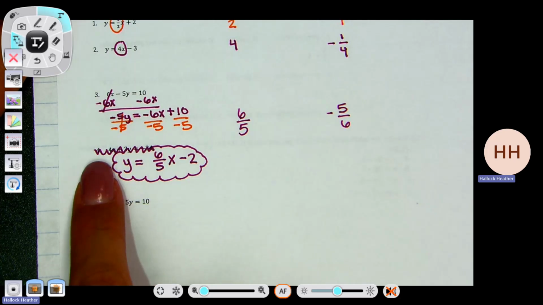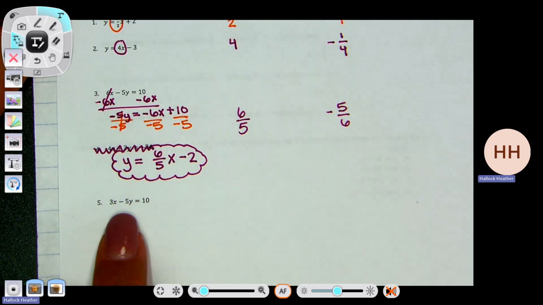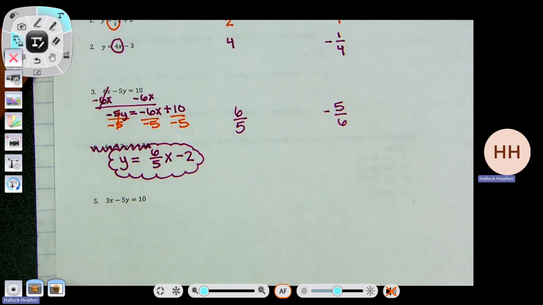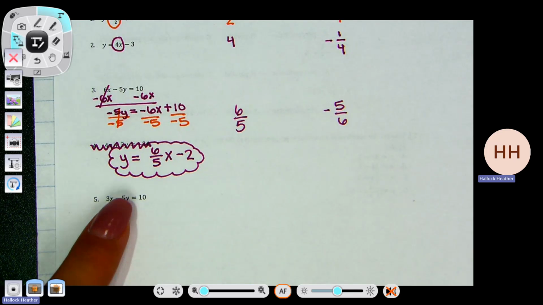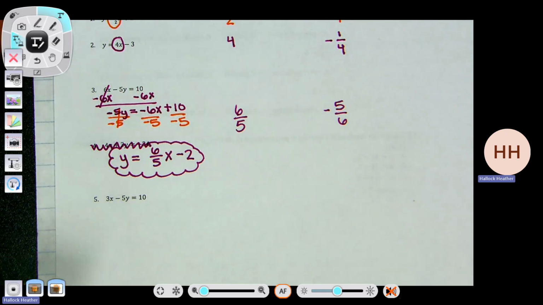So we're going to skip 4 because there's not a lot of space. Let's go to number 5. 5 is the same thing. Notice how x and y are together. We need to get rid of 3x. How am I going to move the 3x? Minus 3x to both sides.